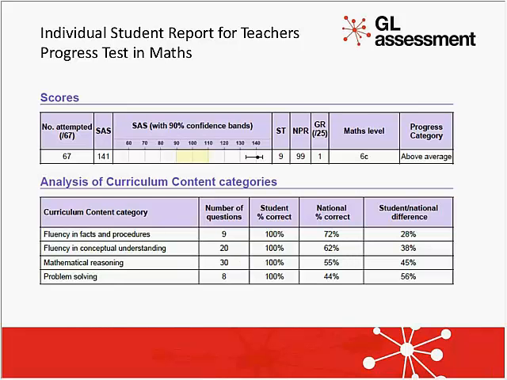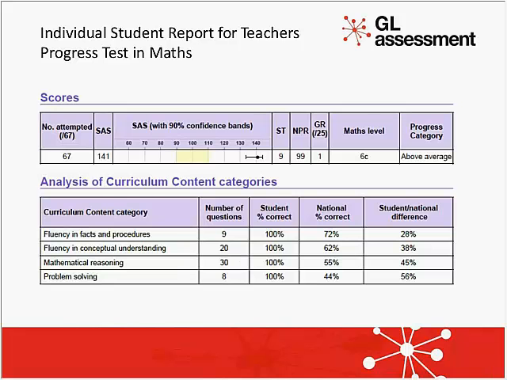Anyway, for the individual at the bottom of the screen, you can also see where we've split up the curriculum content into the various parts, the fluency, the conceptual understanding, and so on. And there we show for each of those areas how the student performed against the national sample. Ideal again for looking at those broad areas of strengths and weaknesses against the national sample rather than just the group that the child is in.